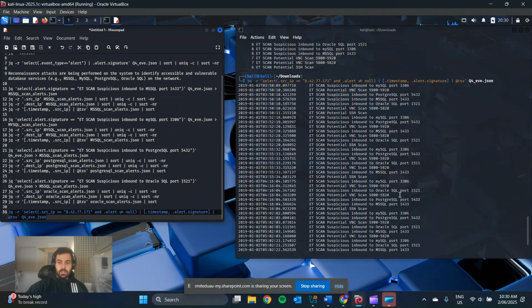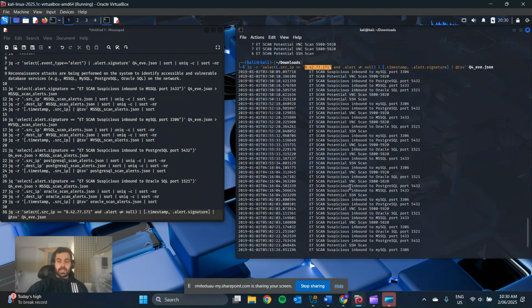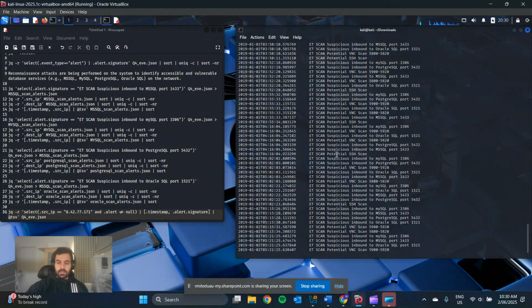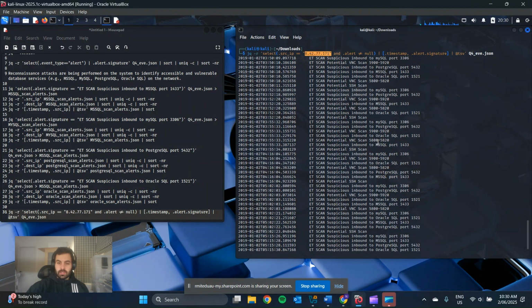copied and pasted this, and this is just showing the timestamps and each of the alerts that Suricata received from IP address 8.42.77.171, so we can get a better understanding of how it's attacking and at what times it's attacking each database and anything else that it's attacking.